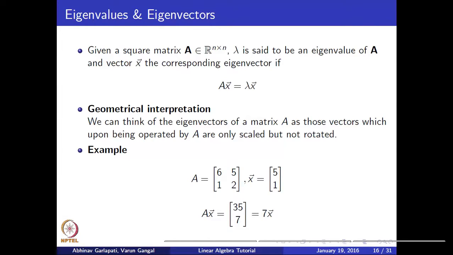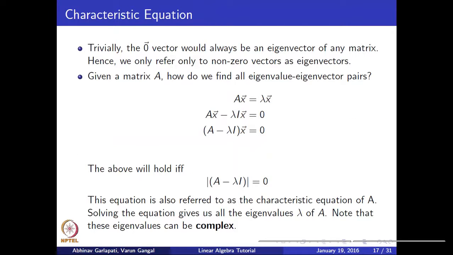We can have a look at this example here. The 2 cross 2 matrix A, on multiplying the vector x, gives back the vector x multiplied by the real value 7. So here x is an eigenvector of A and 7 is an eigenvalue of A. We can see that 0 would always be an eigenvector of any matrix if we simply go by the Ax equals lambda x definition. Hence, we only refer to non-zero vectors as eigenvectors.